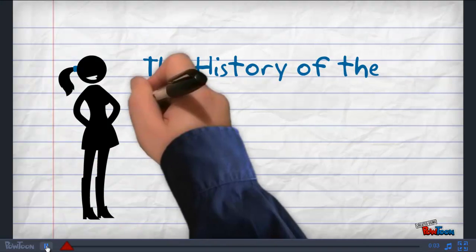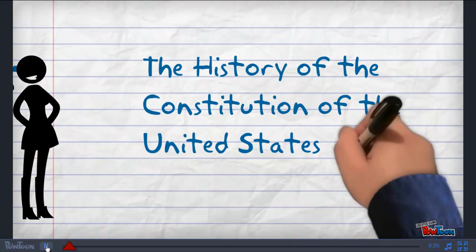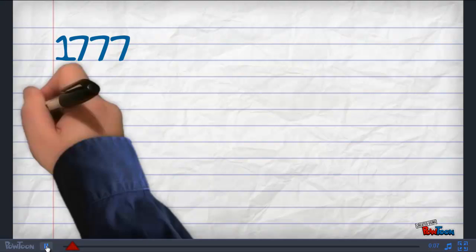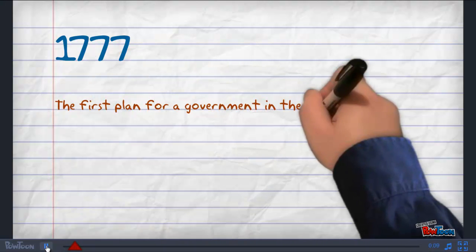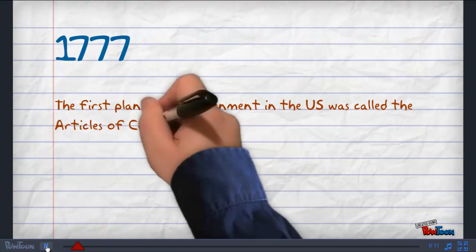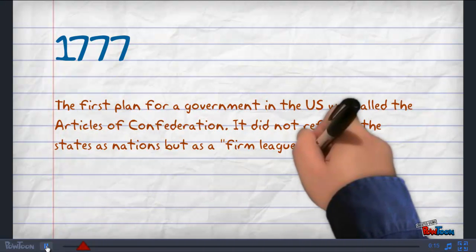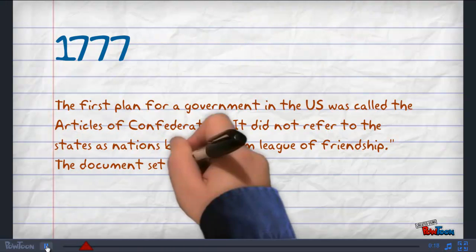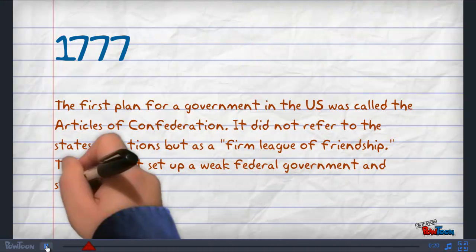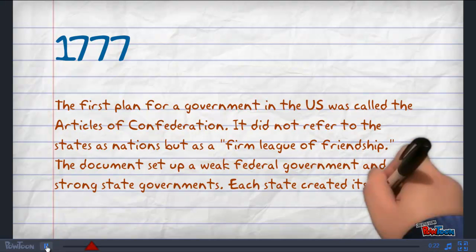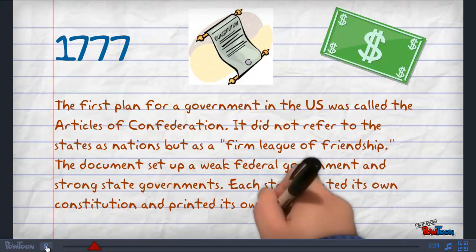Welcome to the history of the Constitution of the United States. 1777, the first plan for a government in the United States, was called the Articles of Confederation. It did not refer to the states as nations, but as a firm league of friendship. The document set up a weak federal government and strong state governments. Each state created its own constitution and printed its own money.